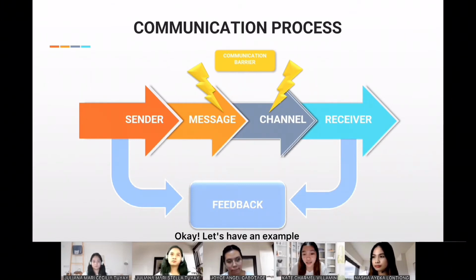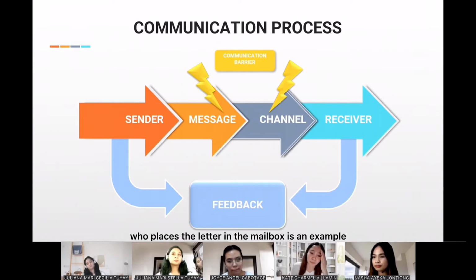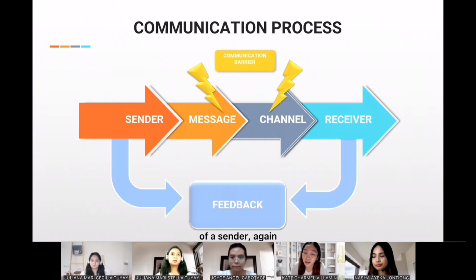Okay, let's have an example. The person who places a letter in the mailbox is an example of a sender. Again, a sender is a device that initiates or generates an information transfer to one or more recipients. It is also known as a source or a transmitter.